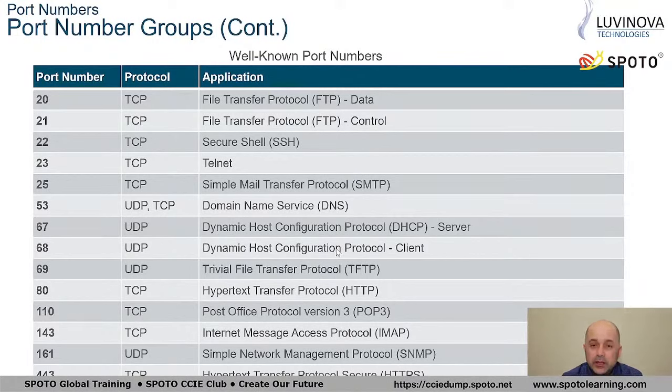67, DHCP has 68 as well. 69, TFTP protocol. 80 is well known as web browsing port number. It's a HTTP. And 110, it's a POP3. And 143 is an IMAP protocol. As you can see, those protocols are already predefined. What you have to do is just memorize around 30-40. They are the most used protocols ever.